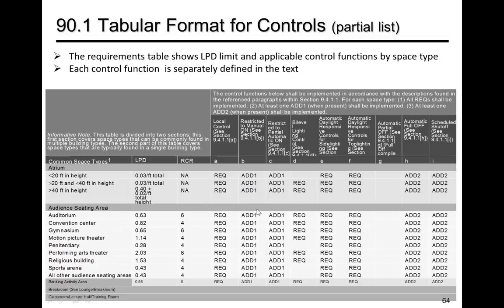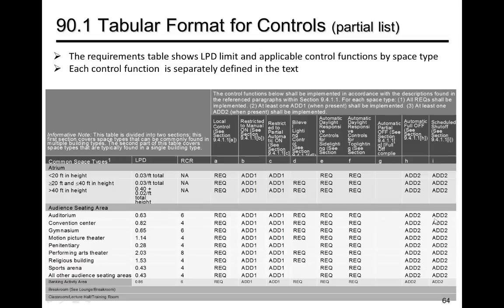So if it says REQ, that means you're required to have that specific control in that column. The next two columns, for example, you'll see the examples say add one. That means you have to pick one of those two columns and implement that control. Not both of them, just one. And then you'll see there's more requirements. At the very end, there's an add two.